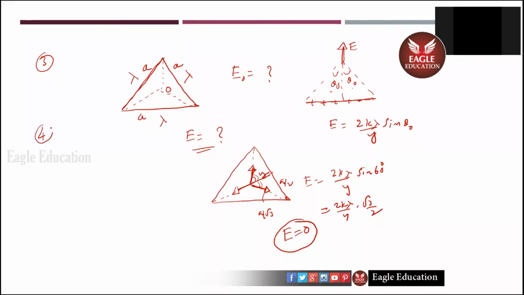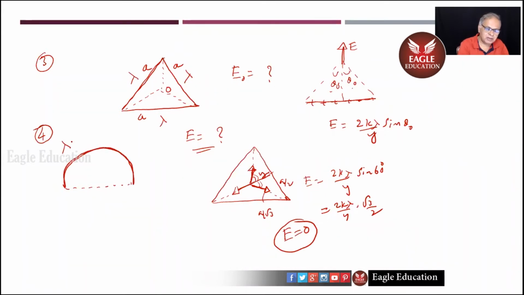Now, one more I'll give you. The semicircle, children. Lambda is a charge density, but lambda is not constant. Lambda 0 sine theta. What is theta here? This one. At O, what will be E?